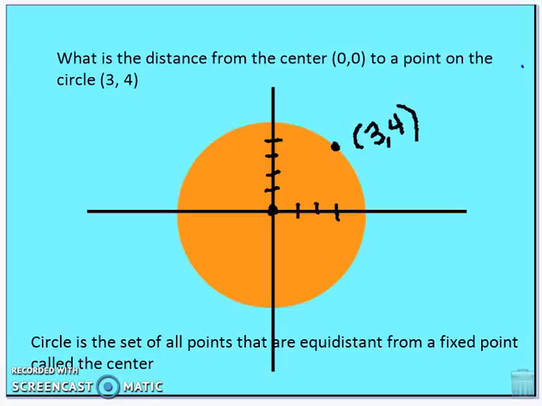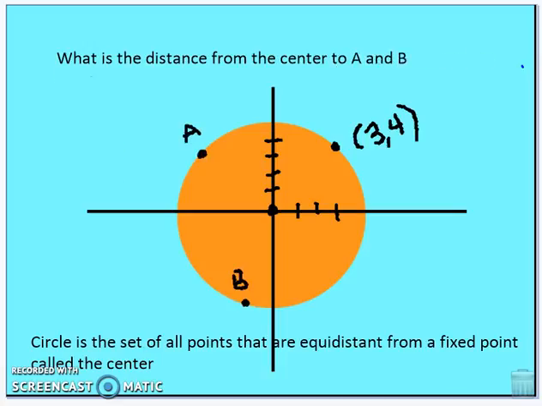All right, so the first thing I want you to do is find the distance from the center (0, 0) to a point on the circle (3, 4). I'm going to pause here while you take care of that and come back. All right, so you should use a distance formula, and I want you to use a distance formula for all of these equations. You're going to find out that the distance from (0, 0) to (3, 4) is 5 units.